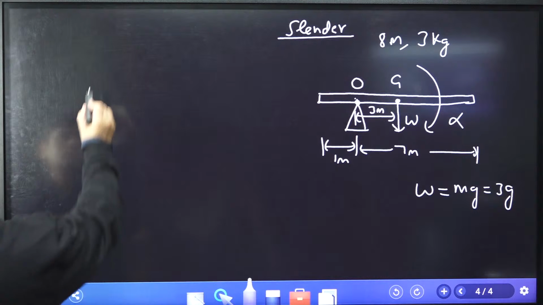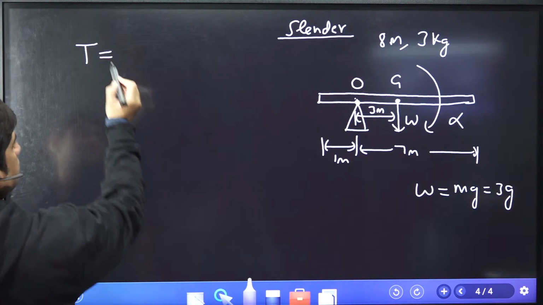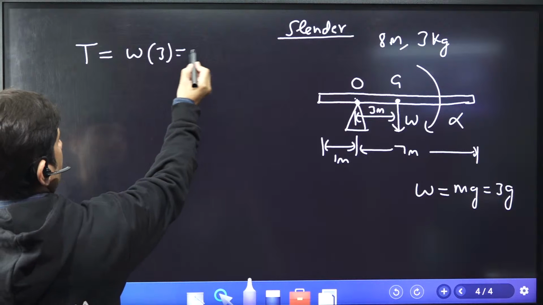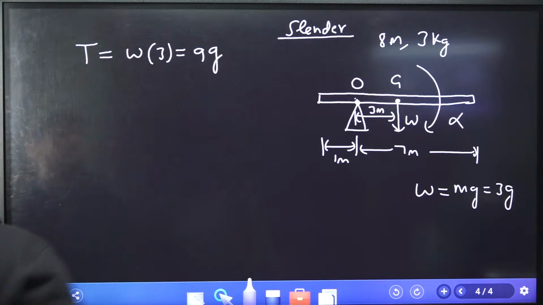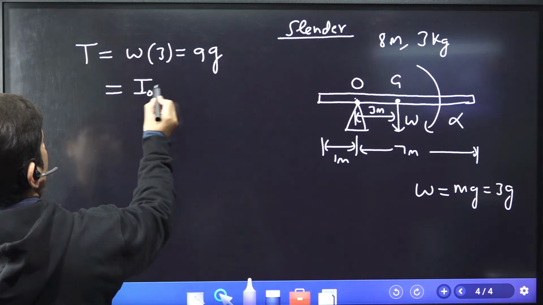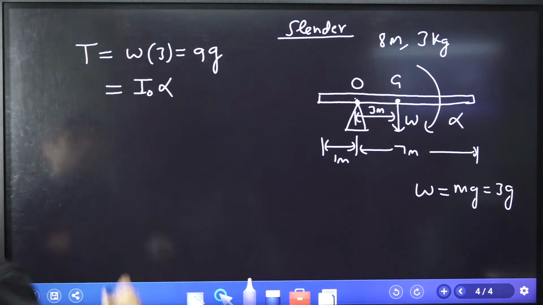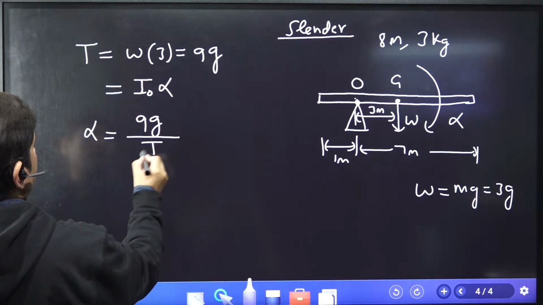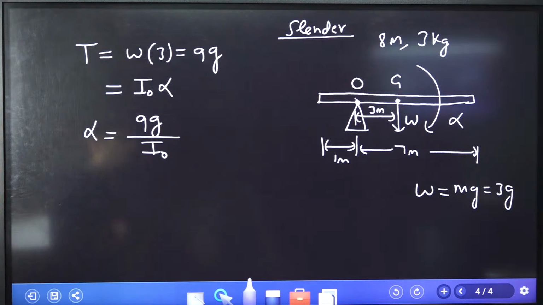Okay, done. Can you tell me what is the torque? Yes, torque is nothing but W into 3 meter. तो कितना हो गया, 9g. So mg into distance 3 meter. This is the torque. But what is the torque? So torque should be I about O point into alpha. Okay, so what is alpha I want to calculate? 9g over I naught. Okay, g is known to me, but how shall I find I naught?